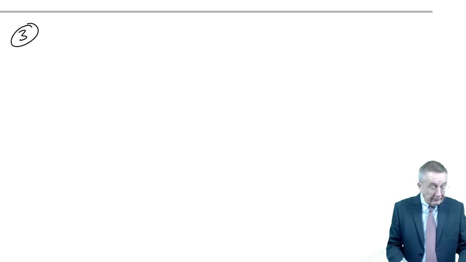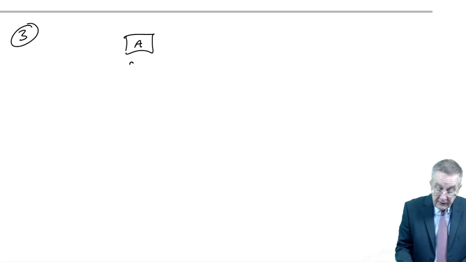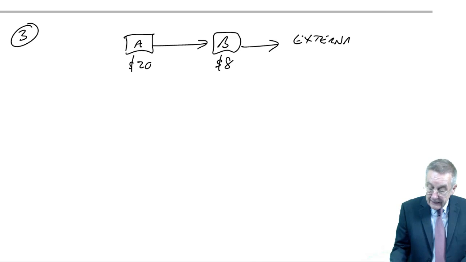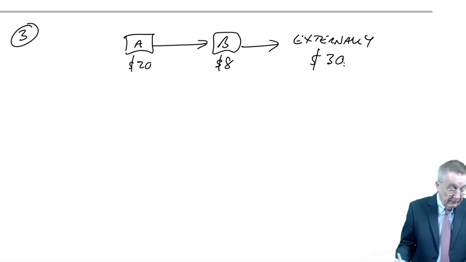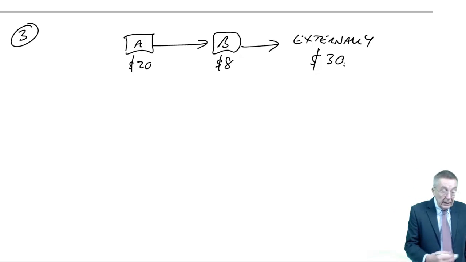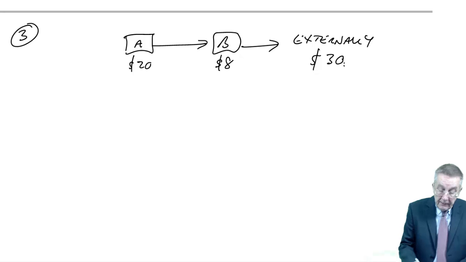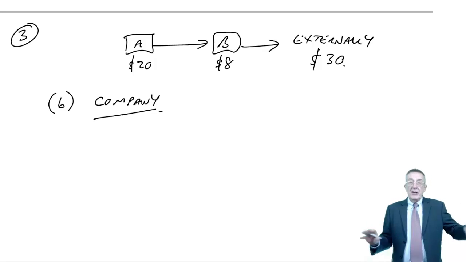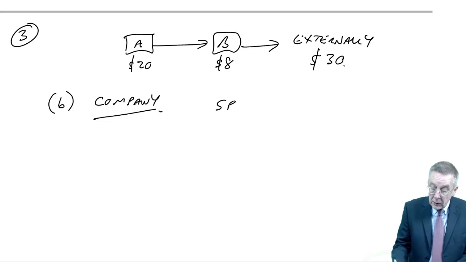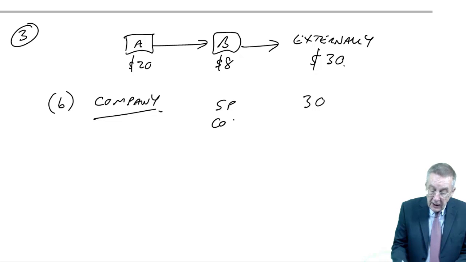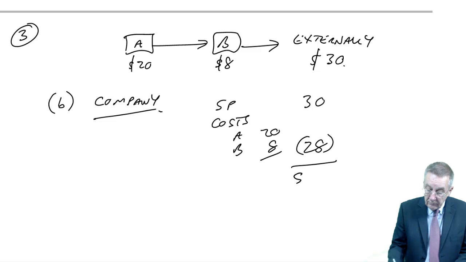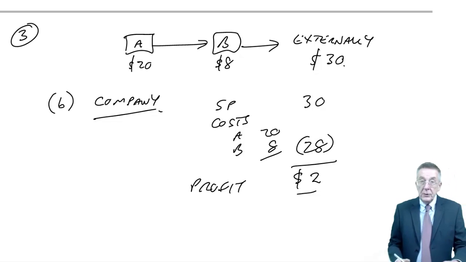Exactly the same sort of problem. We've got division A with costs of 20 a unit, transferring goods to division B with costs of $8 a unit, and division B is selling externally at 30 a unit. And again, I'll do the requirements in a different order. First of all, how much profit is the company as a whole making? And for that, the divisional transfer price is irrelevant. For the company as a whole, selling price is 30. The costs in A are 20, in B are 8. The company is making a profit of $2.